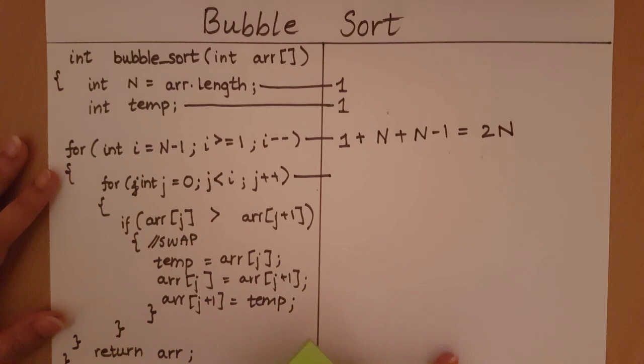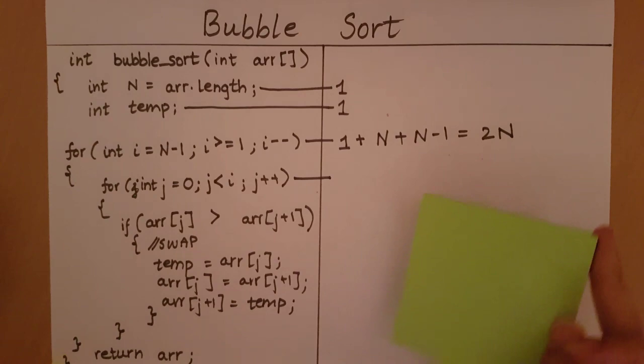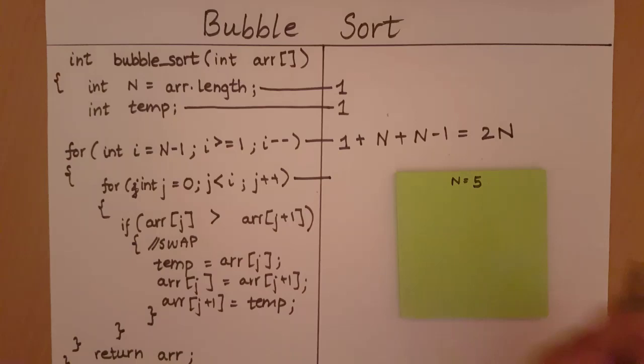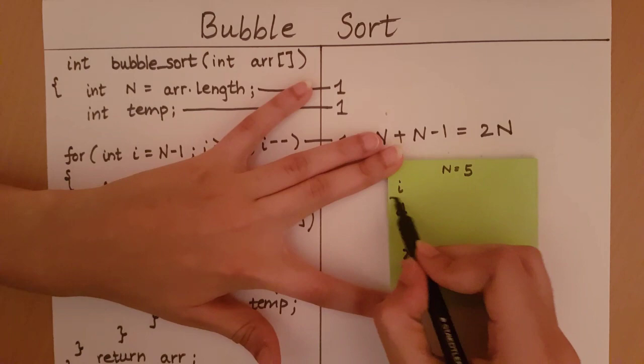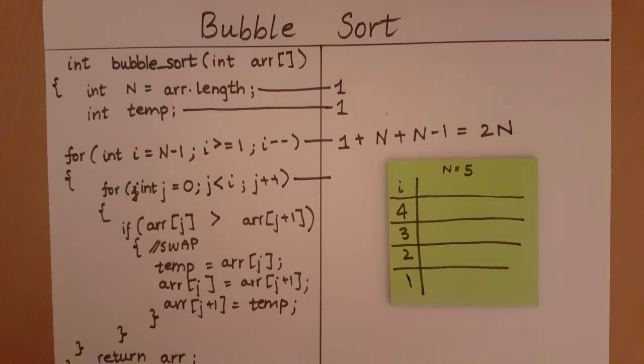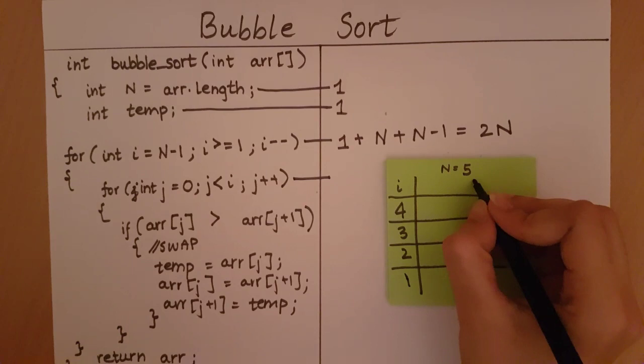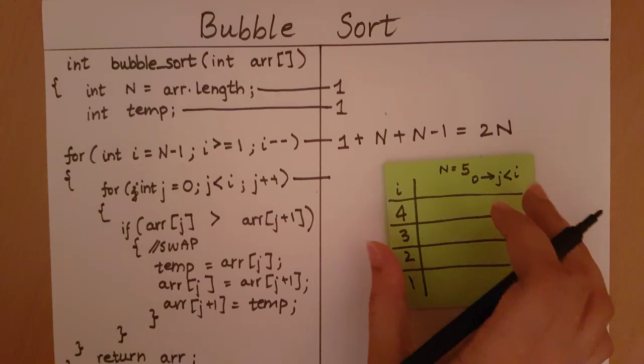So let's keep the same thing, N is equal to 5. In such a case, what were our values of i? We got i as 4, 3, 2, and 1. Right. So what have we said about j? j goes from 0 until it is strictly less than i. So it goes from 0 till j is strictly less than i.